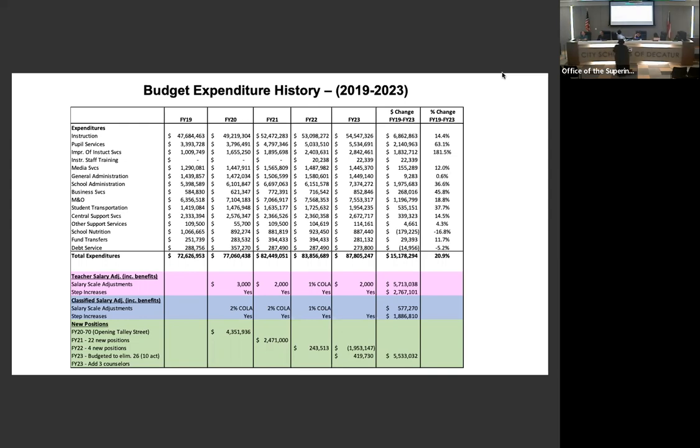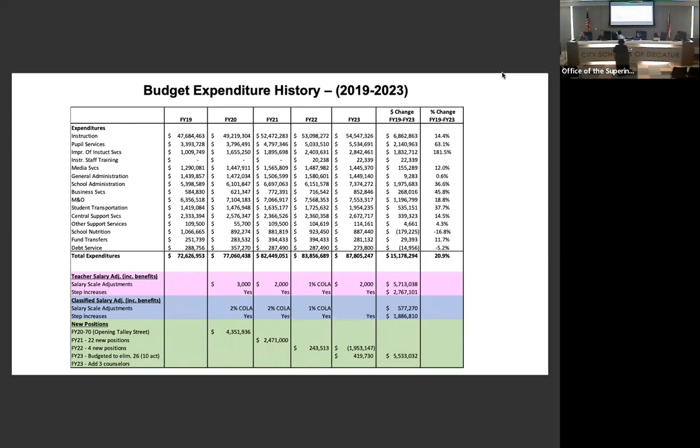Classified salary adjustments, highlighted in blue, have increased by 2.5 million from fiscal year 19 to present. Classified staff have received step increases each year and a cost of living adjustment for every year with the exception of the current year. Salary increases account for an increase of approximately 11 million over the last 5 years. Another factor that has had a significant impact on increased expenditures is the addition of new positions. The opening of Tally in fiscal year 20 accounted for an increase of approximately 4.4 million in new positions. Additional positions were added each year, which account for a total of 5.5 million in new positions for fiscal year 19 to present.